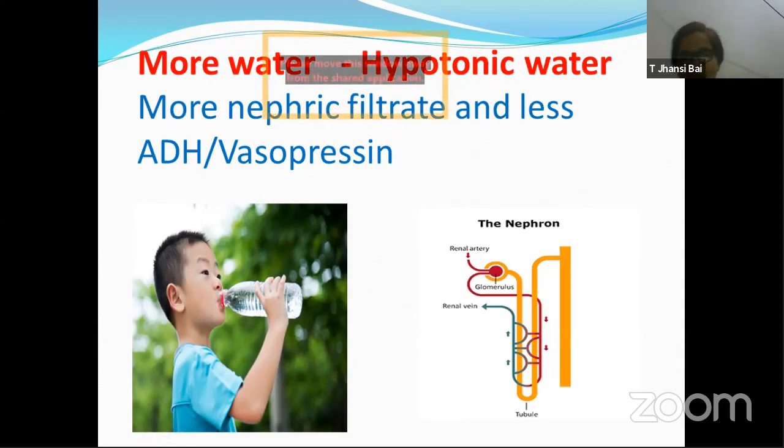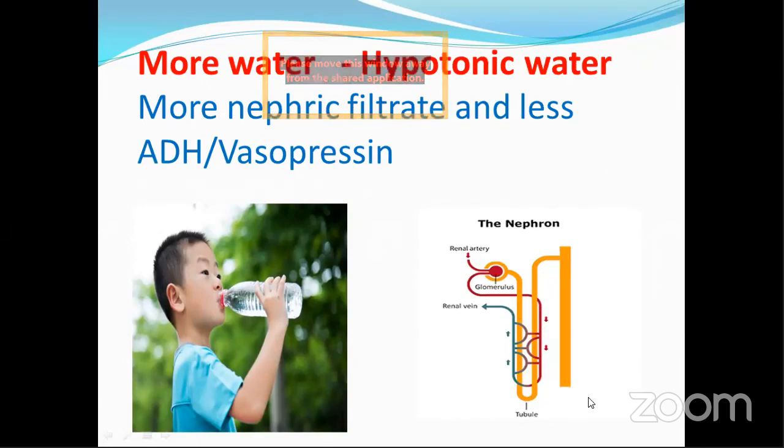Blood volume increases. When blood volume increases, the pressure in the glomerulus, what we call glomerular filtration pressure, increases. If pressure increases, glomerular filtration rate increases. Nephric filtrate, whatever is formed, is more. When more nephric filtrate is produced, more urine goes out. This is the first mechanism.